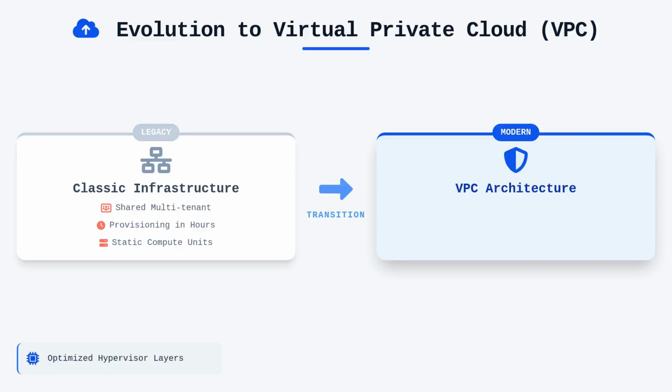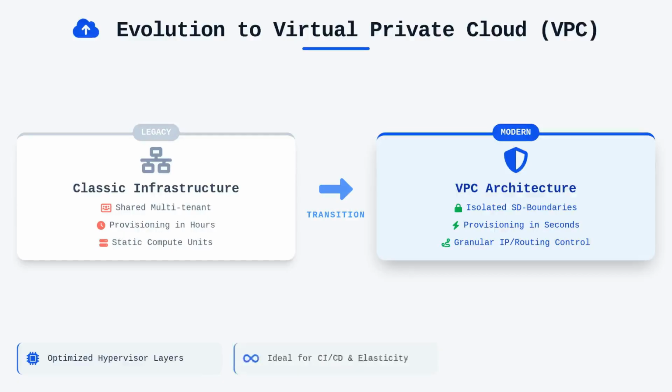These virtual server instances are not merely static compute units. They are dynamic entities that exist within a defined subnet, allowing for granular control over IP address management and routing tables. By decoupling the server from the traditional legacy network, IBM provides an environment where provisioning occurs in seconds rather than hours, which is a fundamental requirement for any modern CI/CD pipeline or elastic application lifecycle. This architecture shifts the burden of hardware management away from the consumer, allowing for a focus on the workload rather than the physical topology that supports it.